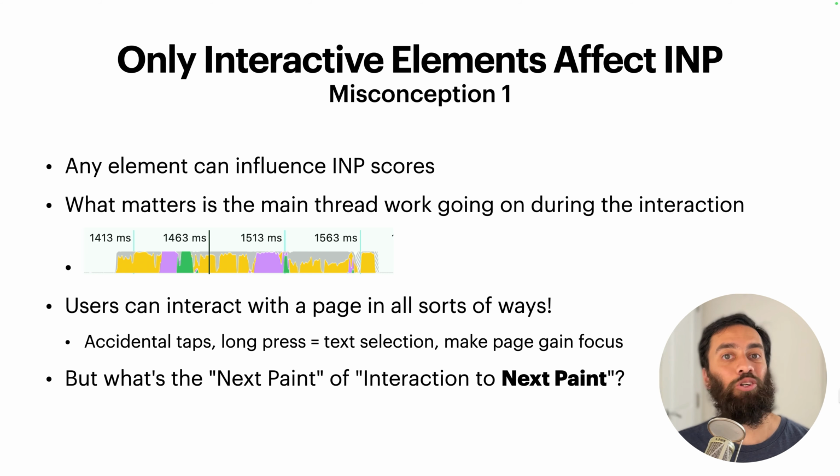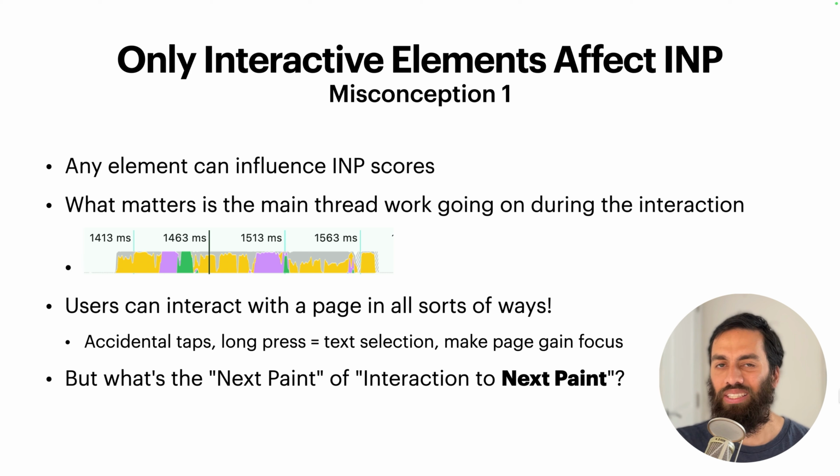That clarifies the second part of this misconception. You understand that it could be any element in question that contributes to INP. You also understand why interactions may surprise you when you're looking at them in your real user monitoring dashboard. You understand now when you see, oh, it's the paragraph element. Okay, maybe they were trying to copy the paragraph. Maybe they were just tapping on it for whatever reason. You understand that those are legitimate interactions that are considered for INP.